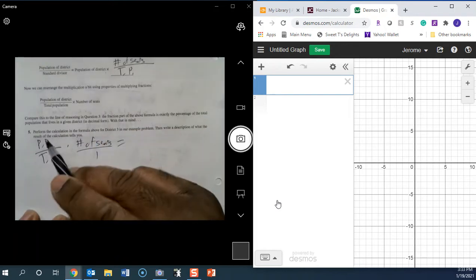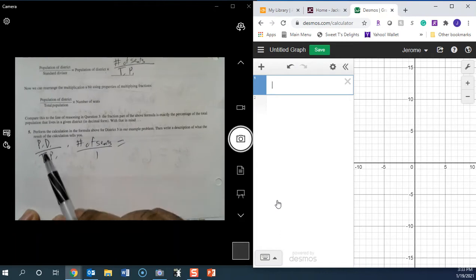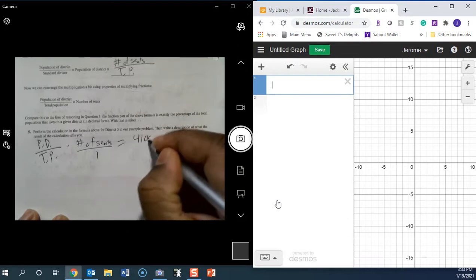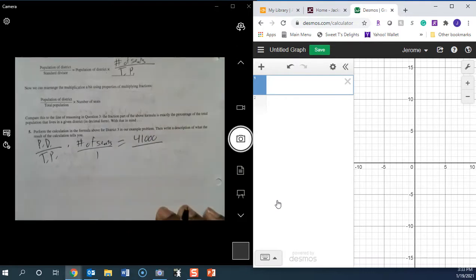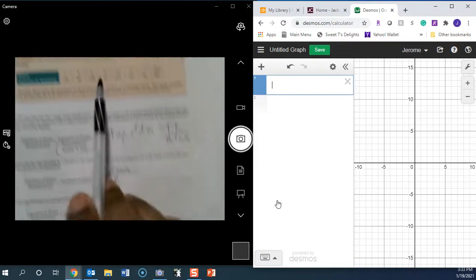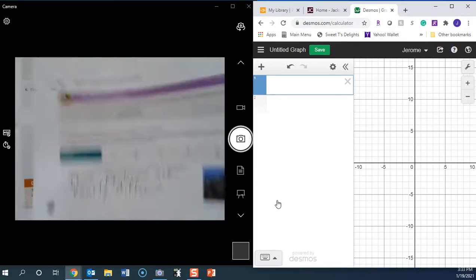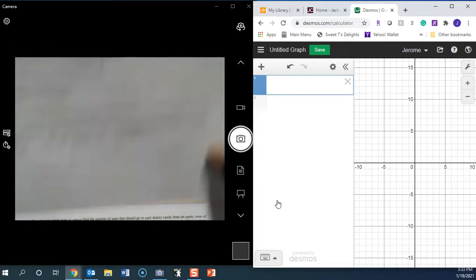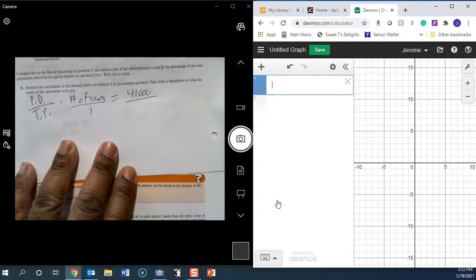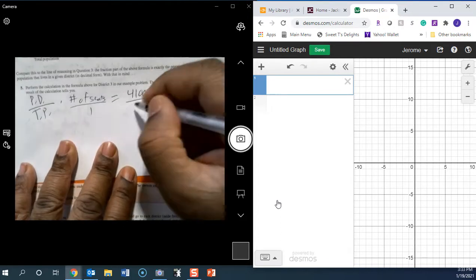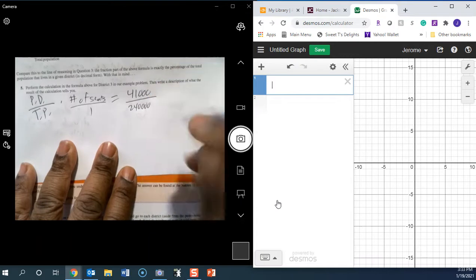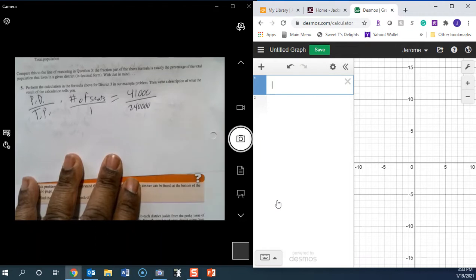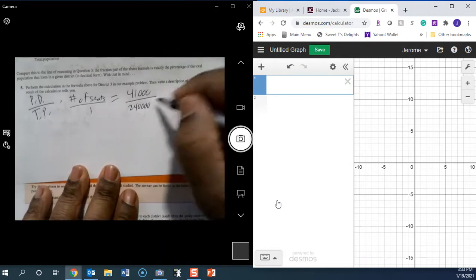So the population of the district would be 41,000, and we're doing District 3. Now, when they ask you to do District 3, they're not talking about up here. They're talking about on the previous page. District 3 is 41,000. Okay, now divided by the total population, which is 240,000. Now, since this is in thousands, you could have technically just put 41 over 240, but I just went on and wrote it all out.